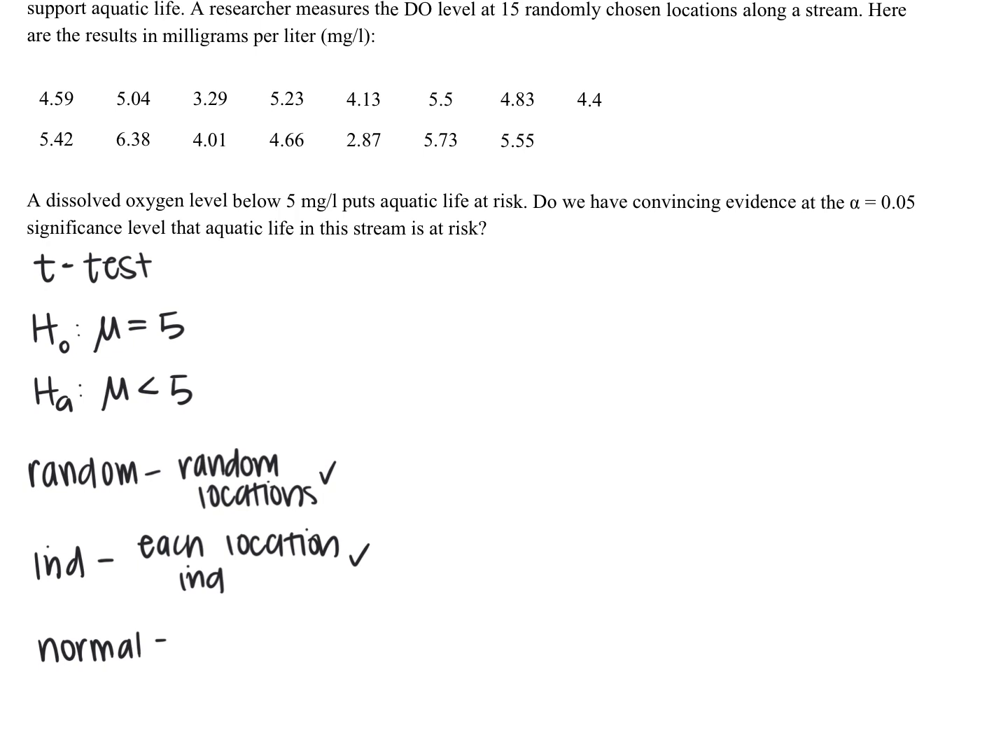So we'll start with 4.59, 5.04, 3.29, 5.23, 4.13, 5.5, 4.83, 4.4, 5.42, 6.38, 4.01, 4.66, 2.87, 5.73, and then 5.55. And now we want to graph.